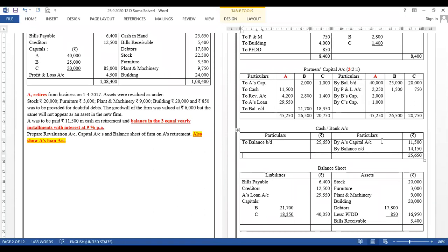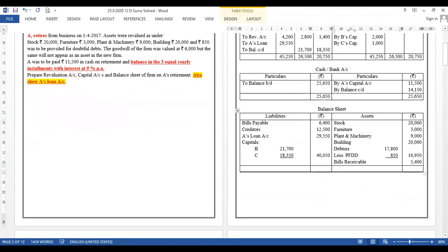So 14,150 is the cash balance, so let me write it here as cash balance 14,150. Now let us get the total: 88,500. That's correct. On the asset side, adding up also gives 88,500. So we are done with the sum.